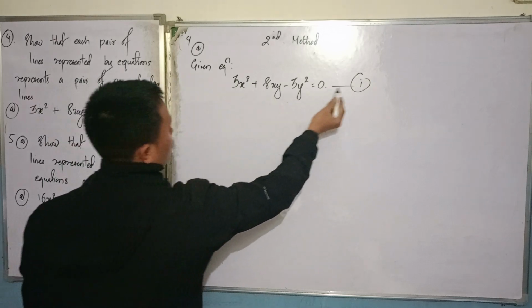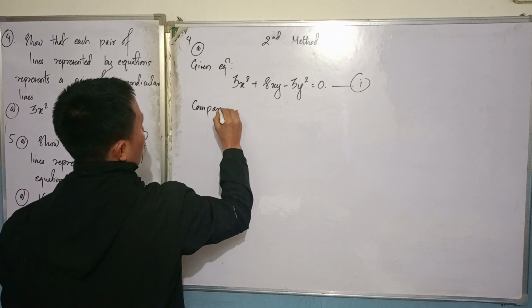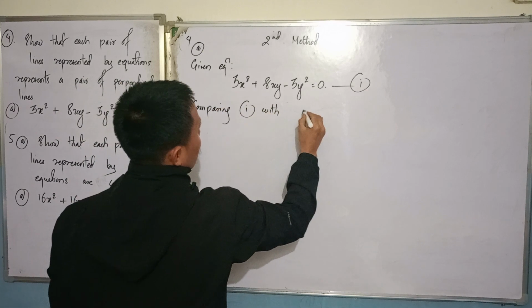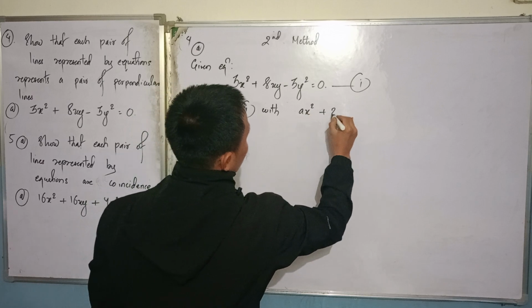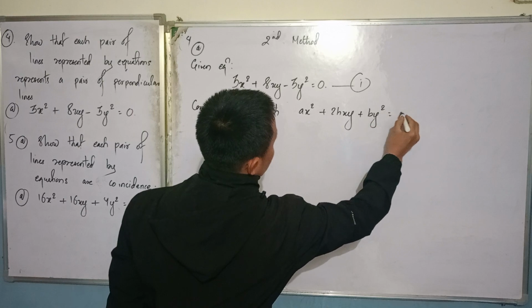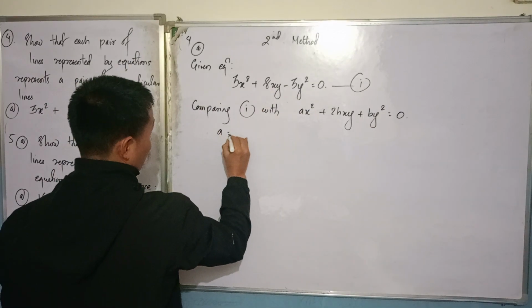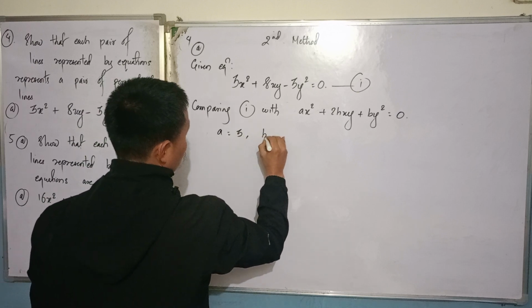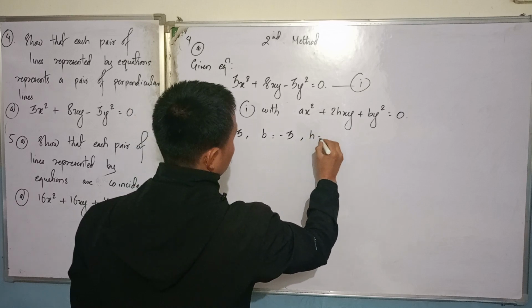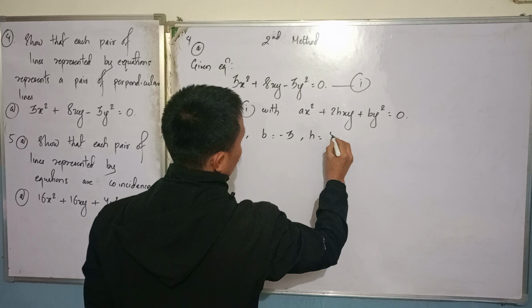Let's suppose this is equation I. Now comparing I with ax squared plus 2hxy plus by squared is equal to 0. When you compare this with this, you will get the value of a is 3 and the value of b is equal to -3, and h you will get, okay, 8 by 2, that is 4.